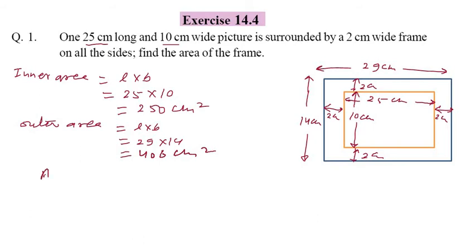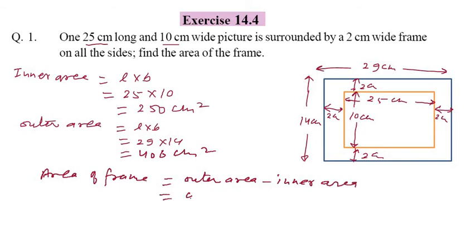So only area of frame. So you can write here area of frame. It is outer area minus inner area. Outer area is given as 406 and inner is 250. Now you can subtract this one. So it is 6, here is 10, 10 minus 5, that is 5. Here is 3, 3 minus 2, that is 1. 156 centimeter square. So that will be your answer.